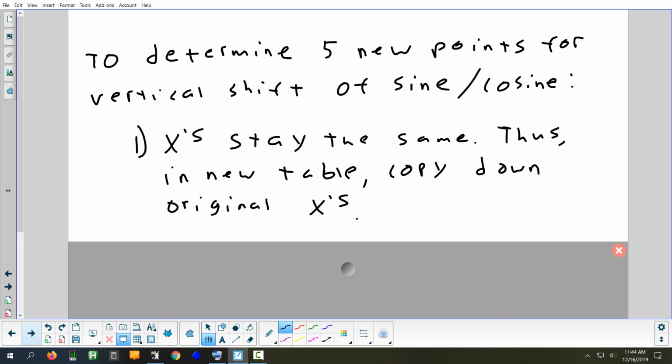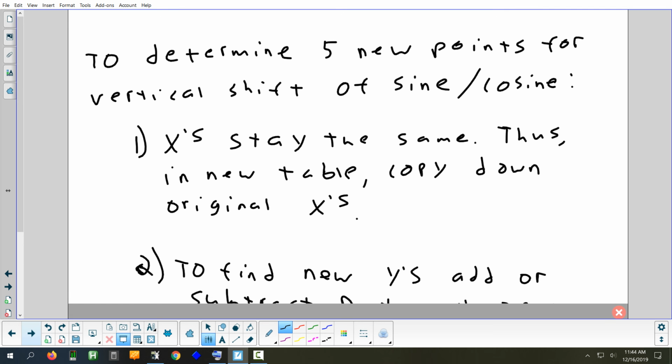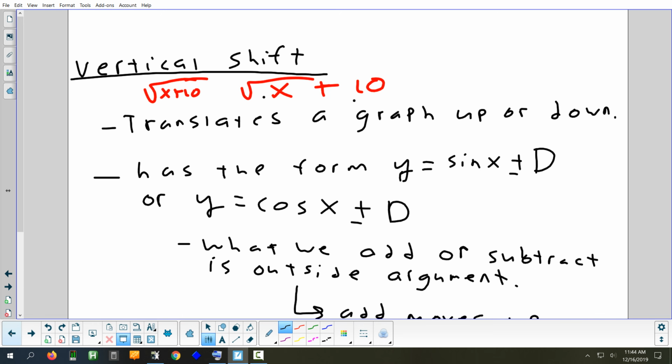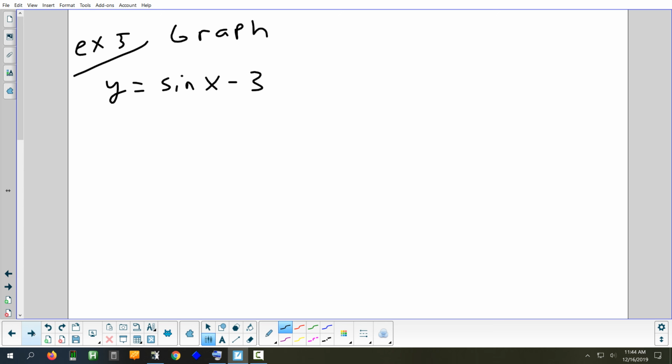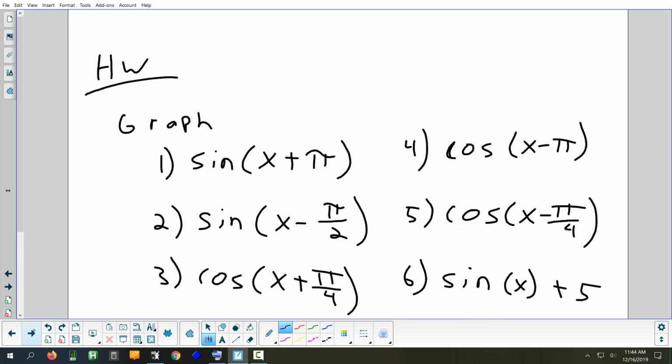So copy your x's down from the original table. Now, the y's are going to change. I use the letter D. D is whatever number you would add or subtract. So like in this problem, it's going to be 2. In this problem, it'll be -3.